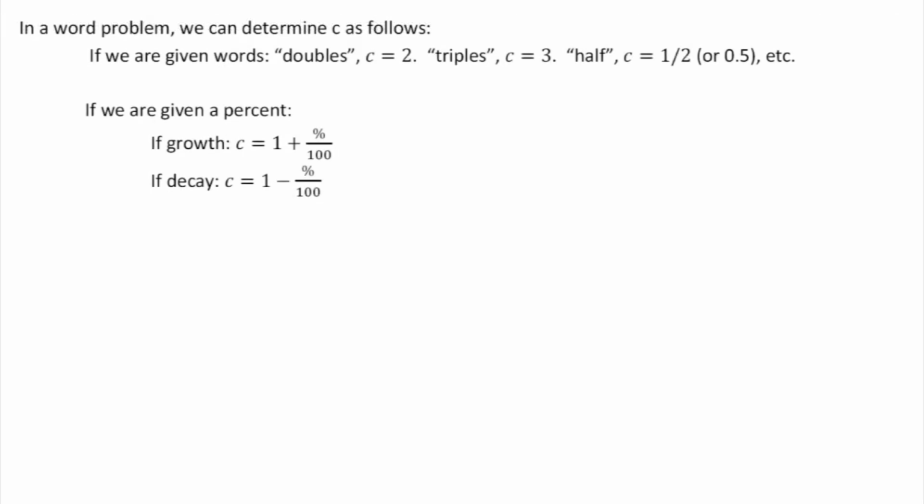If in the explanation of the problem we're given the growth or decay as a percentage, in order to find the value for c, we need to add that value divided by 100 to 1. Or in the case of decay, we subtract it from 1.